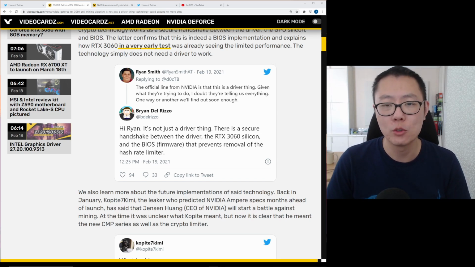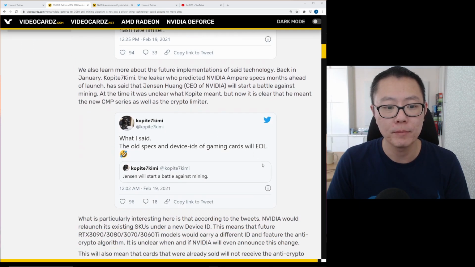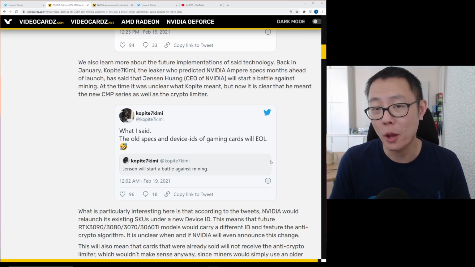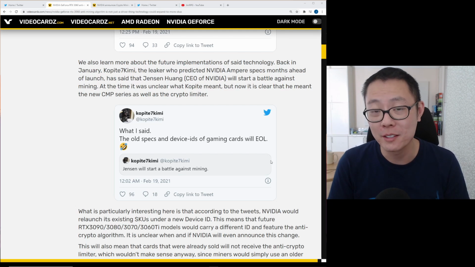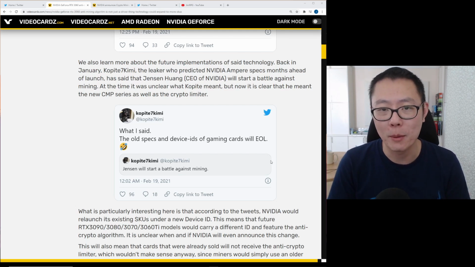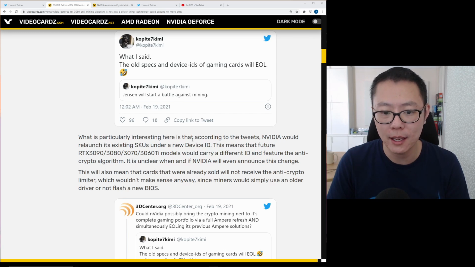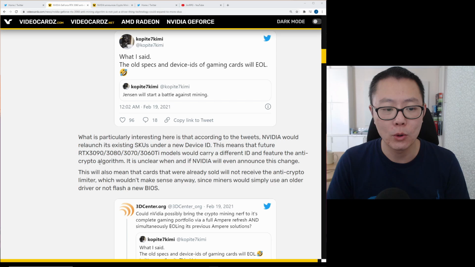But whether that's going to come to the other SKUs, well, actually, there's some more information from Kopite7kimi, and at this stage, it looks like Kopite7kimi could be Jensen himself, or could be Jensen's brother or Jensen's wife, because they seem pretty reliable with their information. But he said that the old specs and device IDs of gaming cards will end of life. And VideoCardz has a good explanation for this. It says, "What is particularly interesting here is that according to the tweets, Nvidia would relaunch its existing SKUs under a new device ID. This means that future RTX 3090, 3080, 3070, 3060 Ti models would carry a different ID and feature the anti-crypto algorithm. It is unclear when and if Nvidia will announce this change."